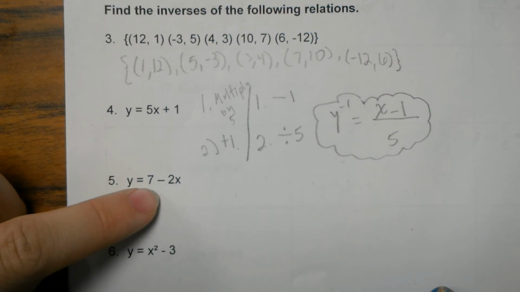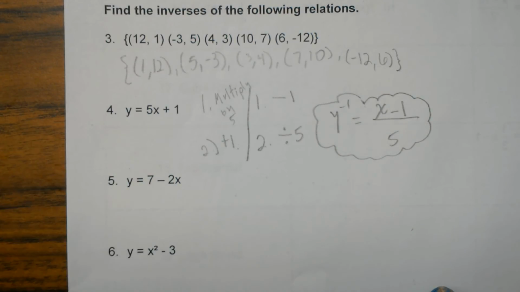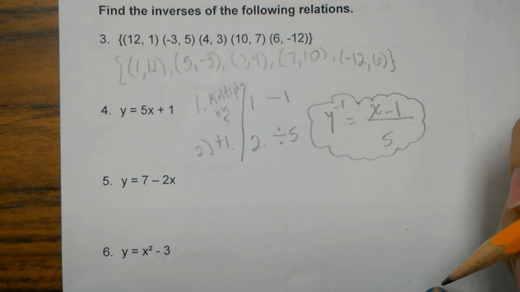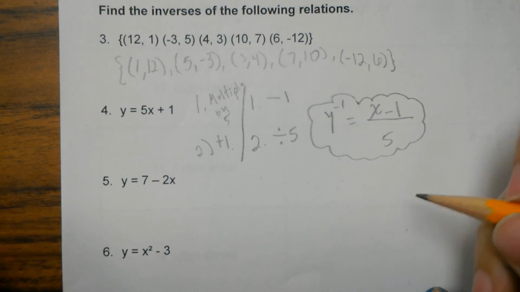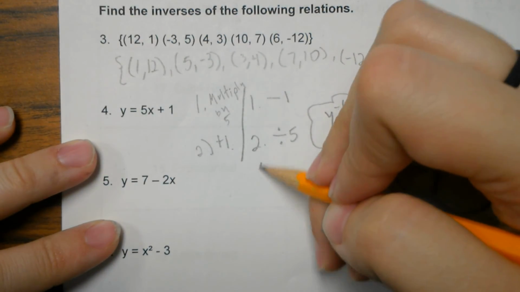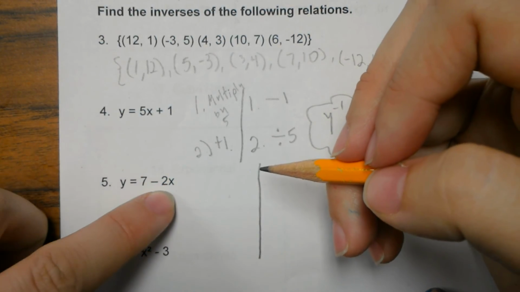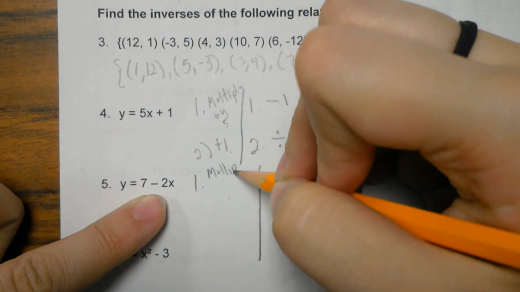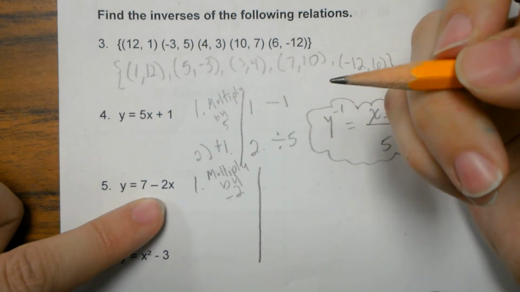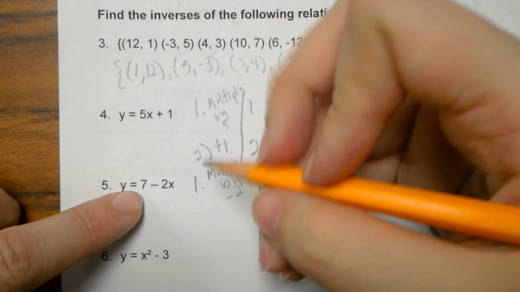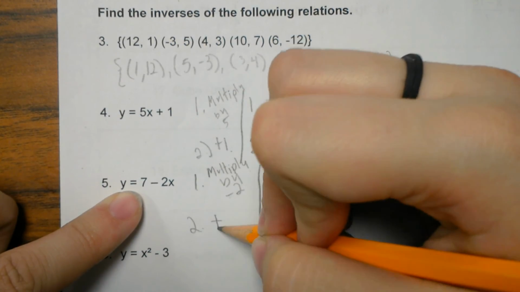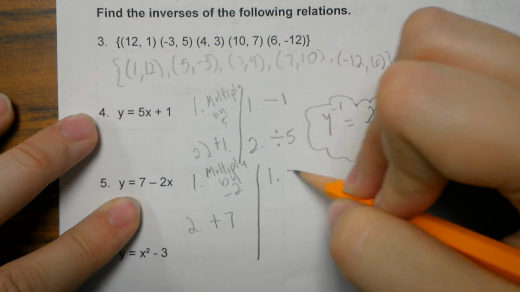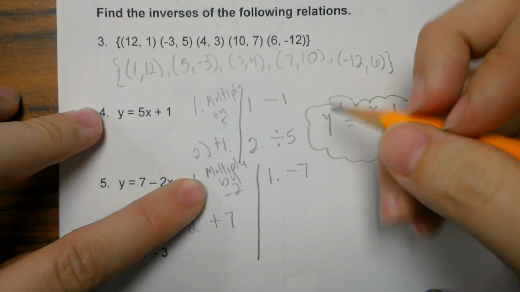Number 5 looks a little weird because I'm subtracting 2x from 7. I'm just going to write out my steps. So I'm looking at x. I multiply by negative 2. Then I added 7. So for my inverse, I'm going to subtract 7. Then I'm going to divide by -2.